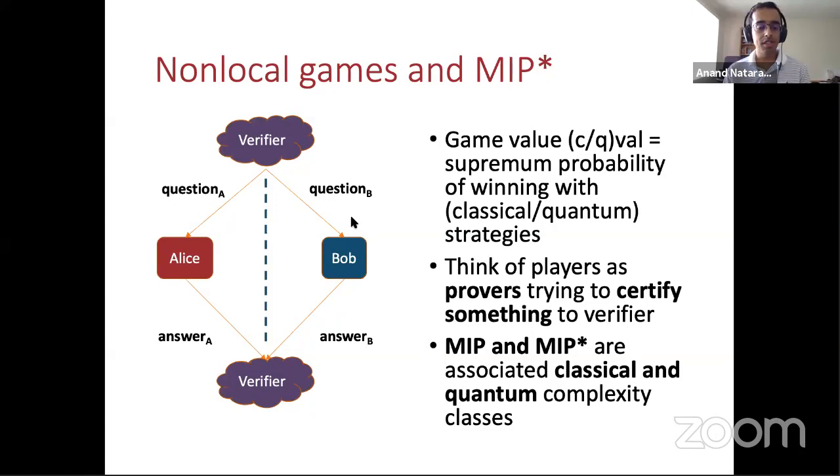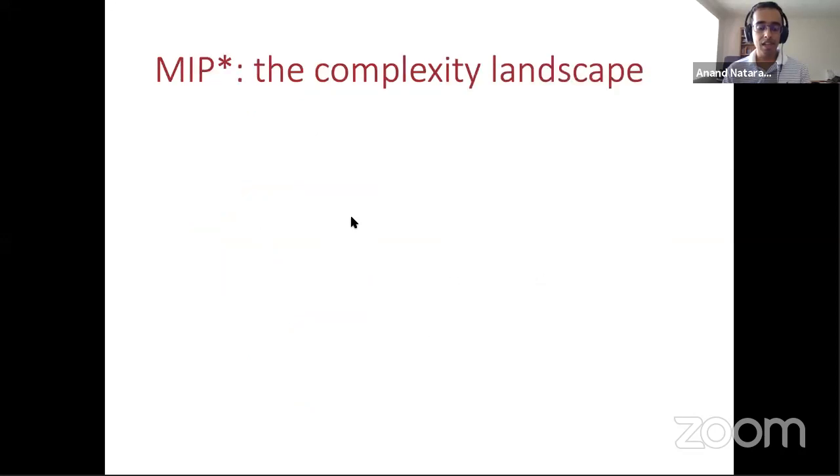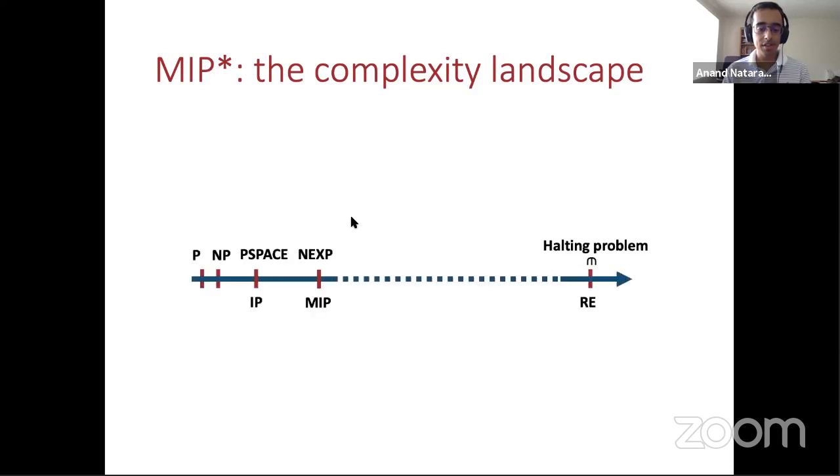And for every no instance, there's no way for the provers to win in the game with high probability. So that's the basic setup. And in the sequence of talks, we're going to basically tell you about work that characterizes the complexity of this class.